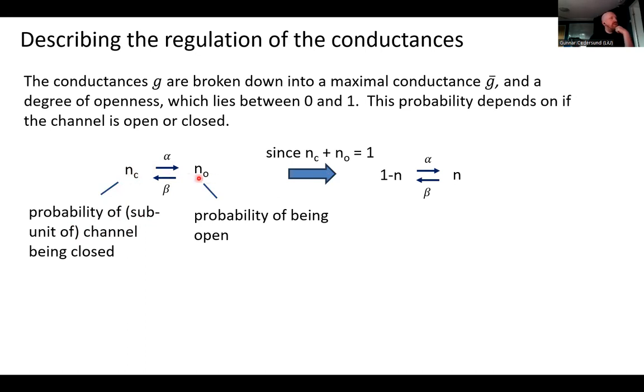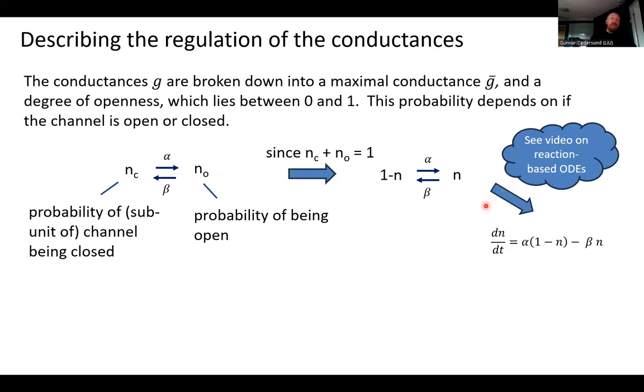And since these are two probabilities and they are the only two states that they can be in, they sum up to 1. And because of that, mathematically, we can rewrite this so that we only have one of those that we can call n, which is here the probability of it being open. And then the probability of it being closed is simply 1 minus n. So mathematically, this is identical, but this is maybe the more normal way from a biochemical point of view to write it. And we already had a video on how to go from these types of reactions to ordinary differential equations.